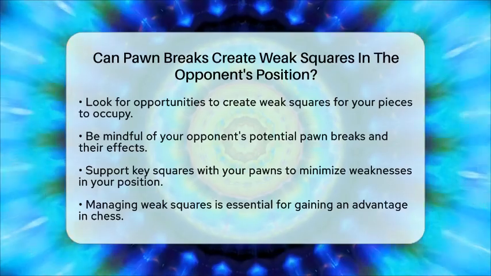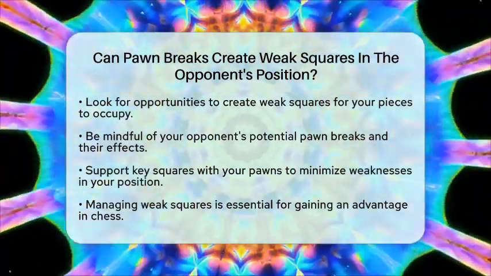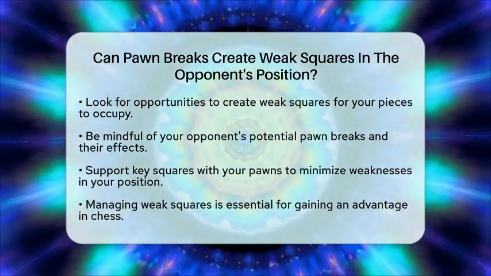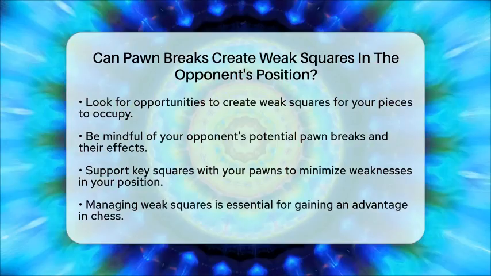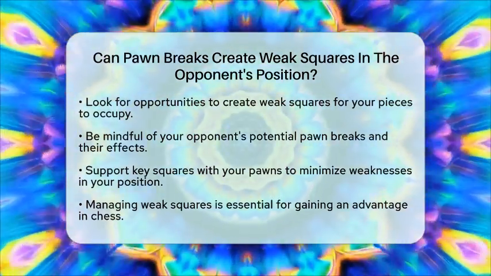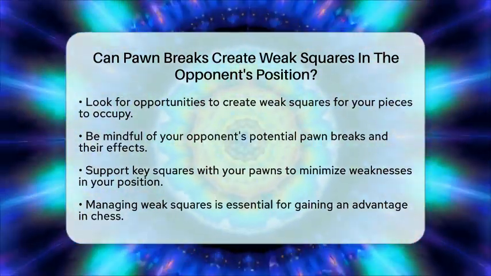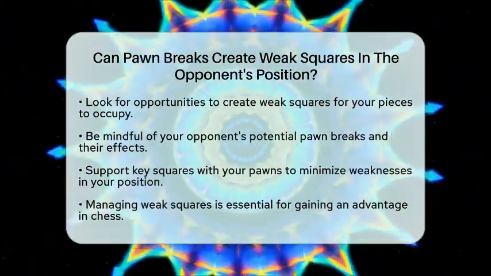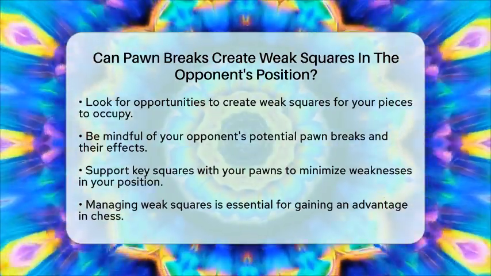In summary, pawn breaks can indeed create weak squares in your opponent's position. By disrupting their pawn structure and leaving certain squares undefended, you can gain a significant advantage. Understanding how to manage these weaknesses is a vital part of effective chess strategy. So, the next time you consider a pawn break, think about the weak squares it might create for your opponent.